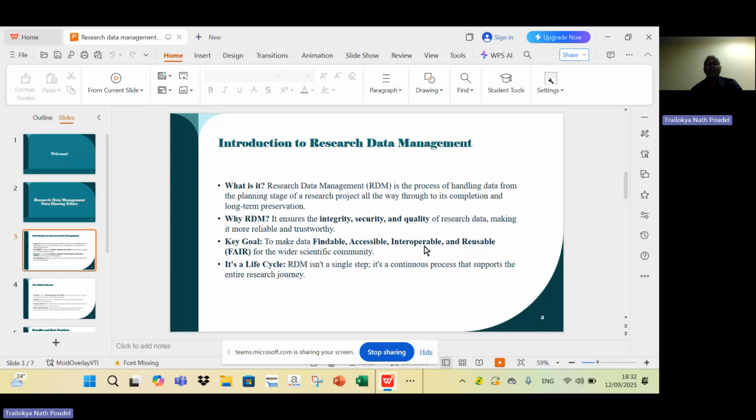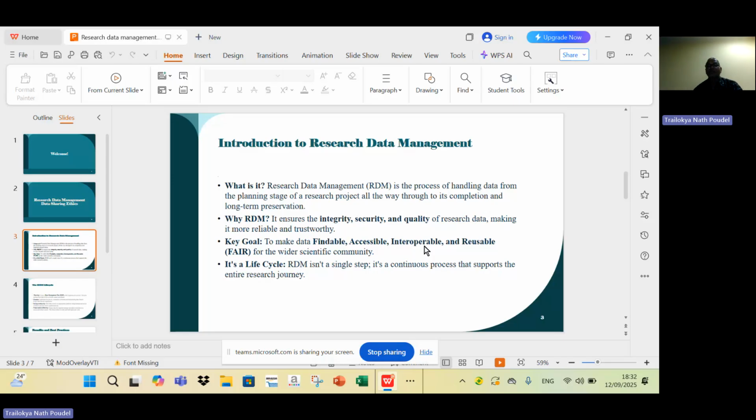And what are the key goals of RDM? To make data findable, accessible, interoperable, and reusable. So that is the FAIR principles in short, for the wider scientific community. And what is the life cycle of RDM, or how does it work?